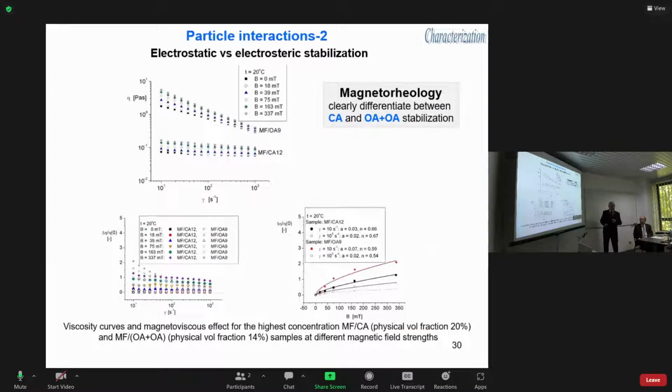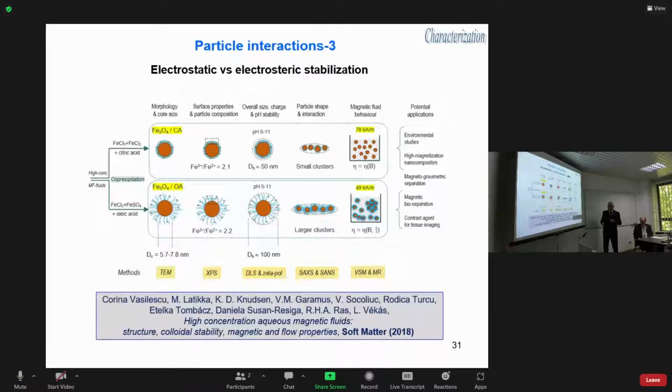Rheology, magnetorheology, shows the same thing. Practically no viscosity change in a magnetic field. And due to the clusters, the oleic acid stabilized samples show an increase of viscosity. So the conclusion is that in the electrostatically stabilized ferrofluid we have mostly individual particles, but in the other one, the steric stabilization, we also have clusters.